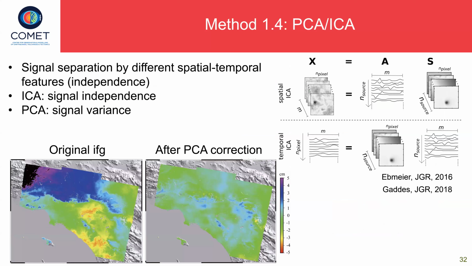Actually, this method can divide the original interferogram into different components. So probably the first or the second component maybe comes from the troposphere. So you can remove that component and then do the correction. So this is another method in cases that you don't know which component is dominating on your interferogram. So this probably performs better in that case.